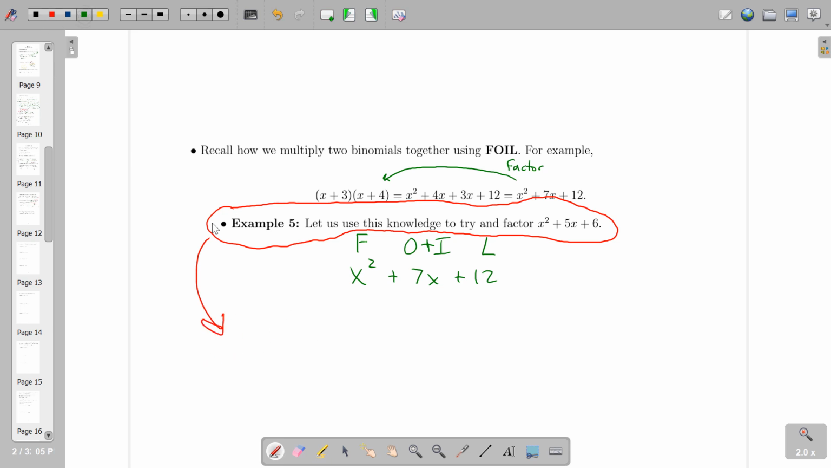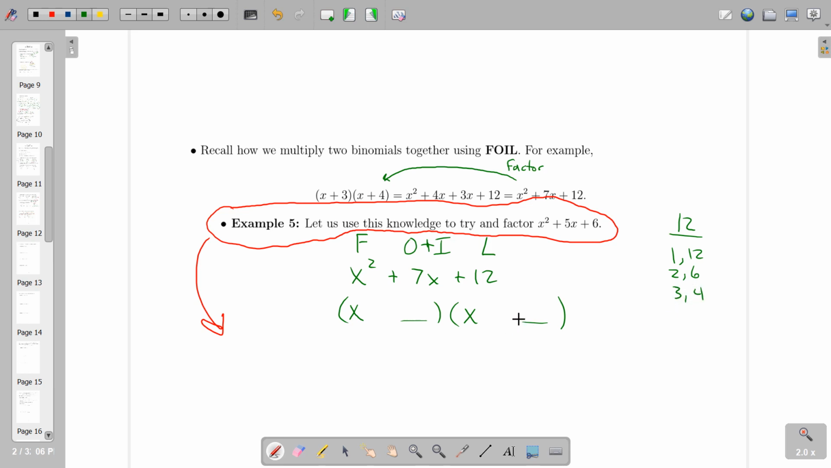But here's what I want to do. I want to say, if x squared had to come from the first times the first, then I really have no choice but to do this. X times x is x squared. Now the 12 has to come from this times this, right? The last times the last. But the tricky part is, there's different ways to make 12, right? There's 1 and 12, there's 2 and 6, there's 3 and 4.